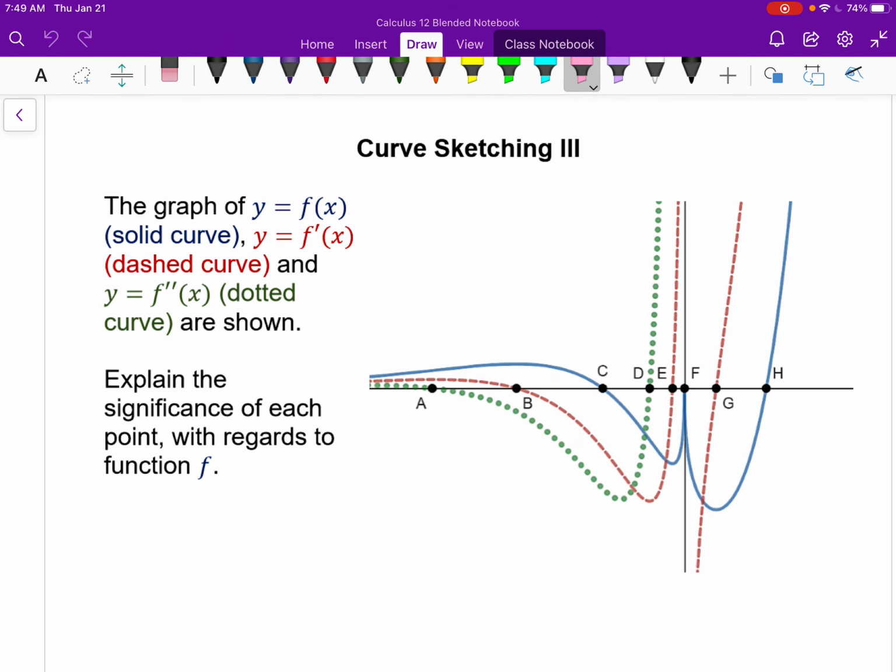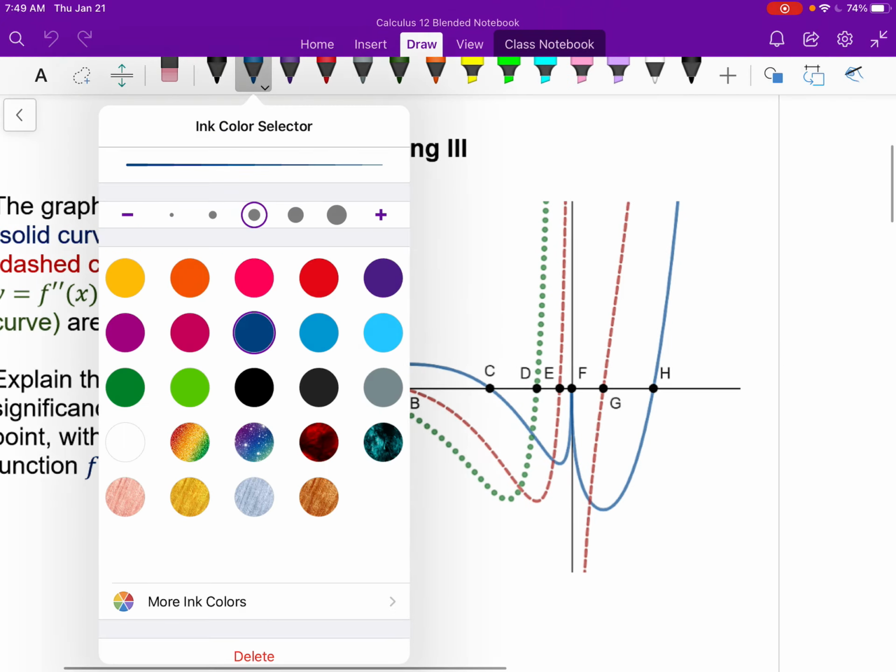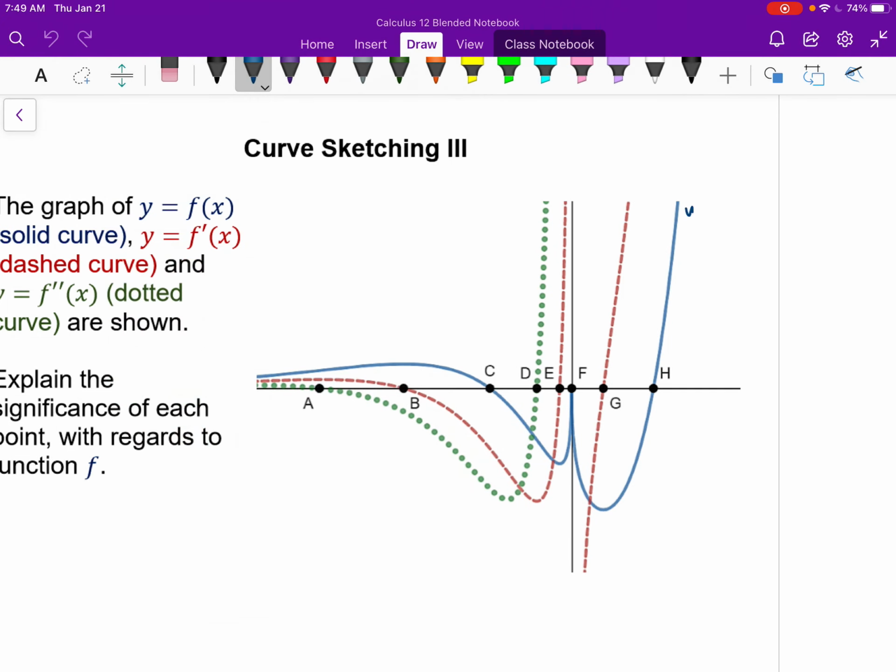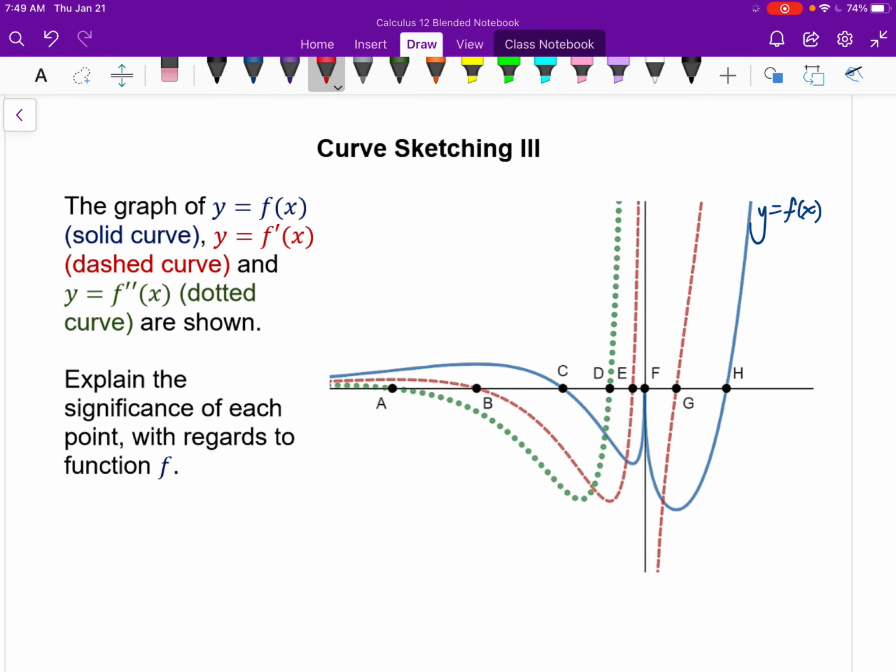So what I have here are 3 graphs, but they're all related to one another. The graph in blue is f of x. So let me label that. Okay, that's our function. The graph in red is its first derivative. And the graph in green, the dashed graph, is the second derivative. So 3 different functions are all related. And as you can see, the various x-intercepts of all these functions I've labeled a through h.